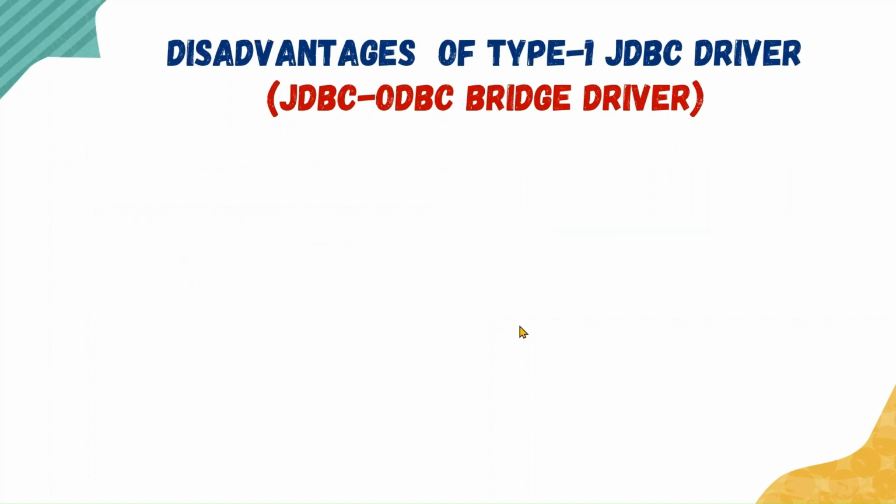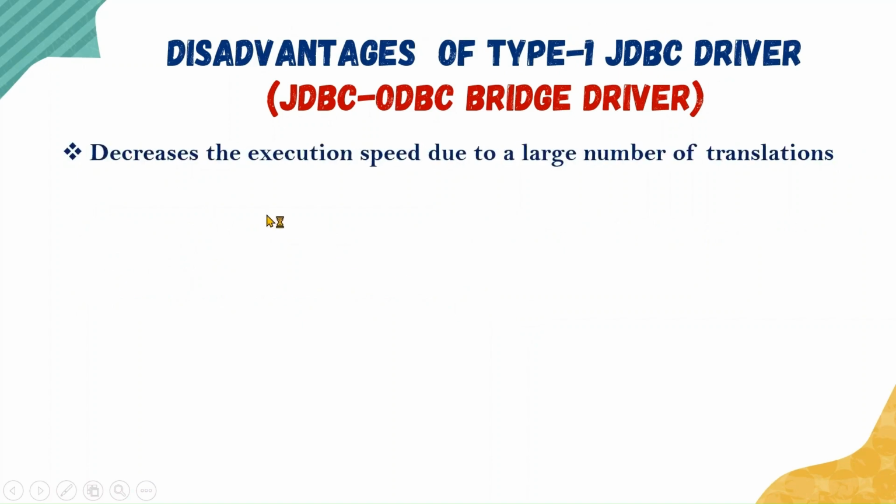Now coming to the disadvantages of type 1 JDBC driver. It decreases the execution speed due to a large number of translations, because you can see in the architecture diagram, the Java application is there. Then we have a JDBC-ODBC Bridge Driver, where your JDBC call has been handed over. Now the JDBC-ODBC Bridge Driver is translating the JDBC call to the native ODBC call. And again, we have one more layer called the ODBC driver. So the native ODBC call is converted into a native DBMS specific call. Like this, a number of translations are going on in between. So obviously the speed will decrease.